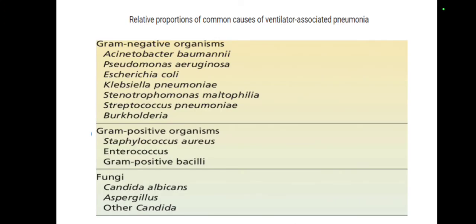Common causes of ventilator-associated pneumonia include gram-negative organisms, gram-positive organisms, and fungi. Gram-negative organisms such as Escherichia coli, Klebsiella pneumoniae, and Streptococcus pneumoniae. Gram-positive organisms such as Staphylococcus aureus, Enterococcus, and gram-positive bacilli, and finally fungi such as Candida albicans and Aspergillus.